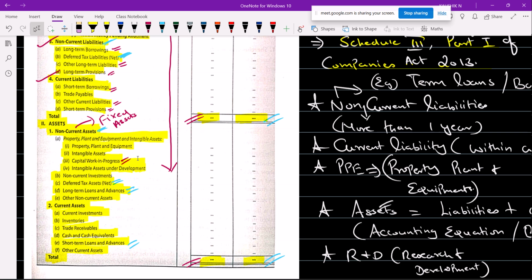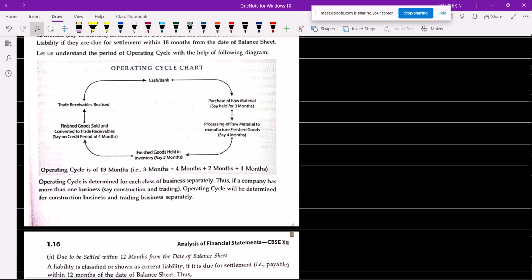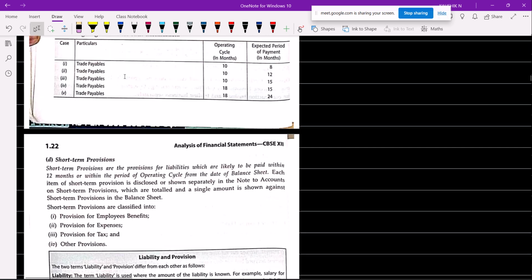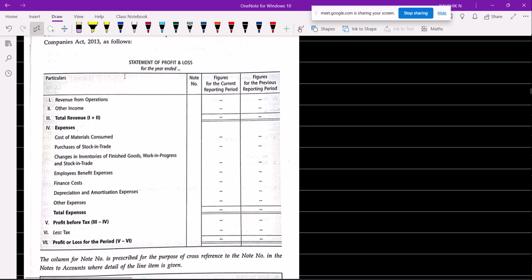Now, let me show you the format of your P&L, that is the income statement. Kindly take down the format of the income statement first, and then we will discuss the format of the income statement in detail. Okay, is it clear to you? Are you able to view it?